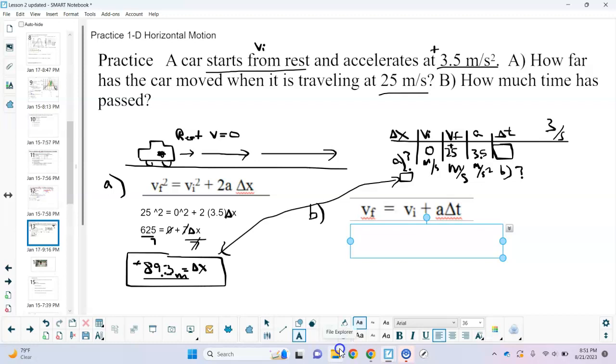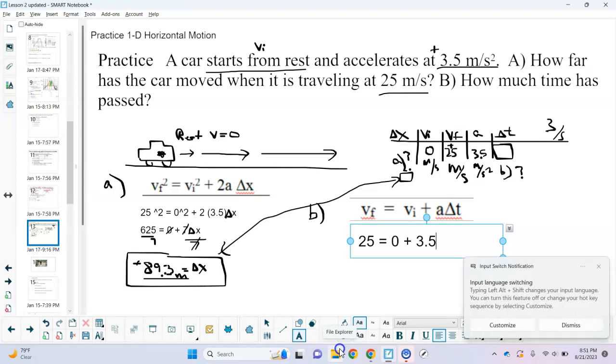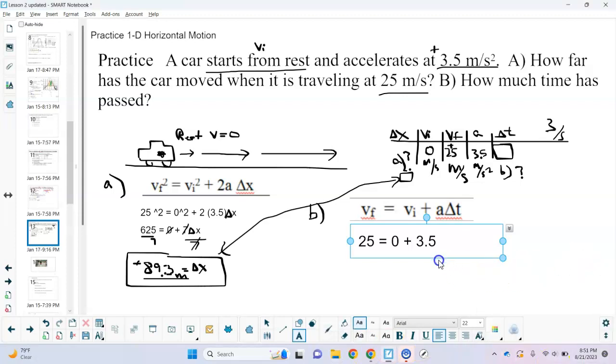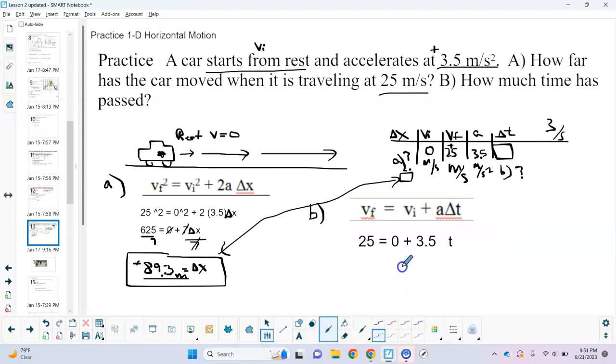So I'm going to plug in numbers. So VF is our final velocity. That's 25. Our initial velocity was 0. Our acceleration was 3.5. And then the last thing that we're looking for is the time. That's what we're solving for. So I'm going to leave a space and write t. Whoops, I don't want to be there. I just want to draw on a triangle.